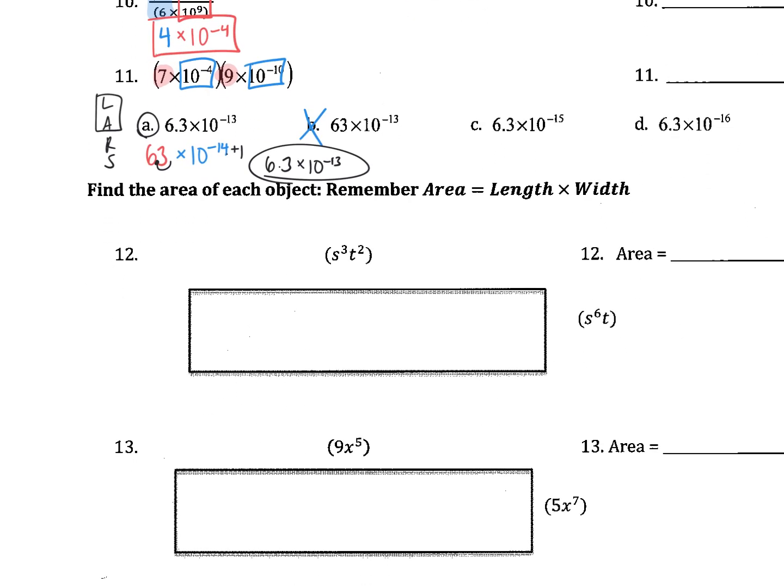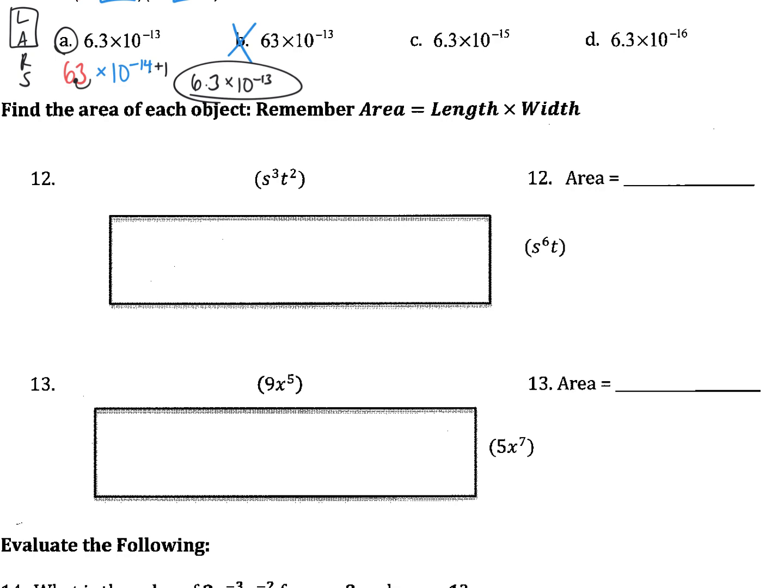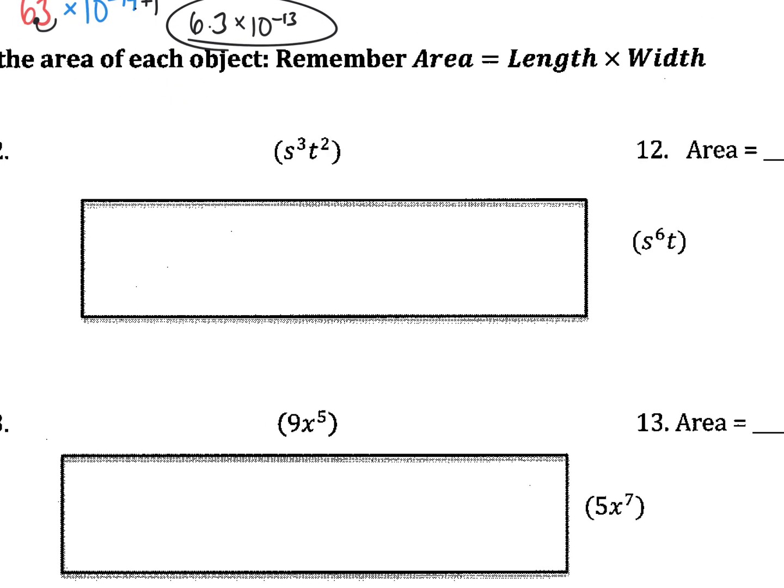Okay. Number 12, to find area, we are going to multiply. So area means we're taking s to the third, t to the second, times s to the sixth, t. So when we multiply, we add the exponents together. So multiply these two together will give us s to the 9th. And then I have t to the second and t to the first power, which gives me t to the 3rd power.